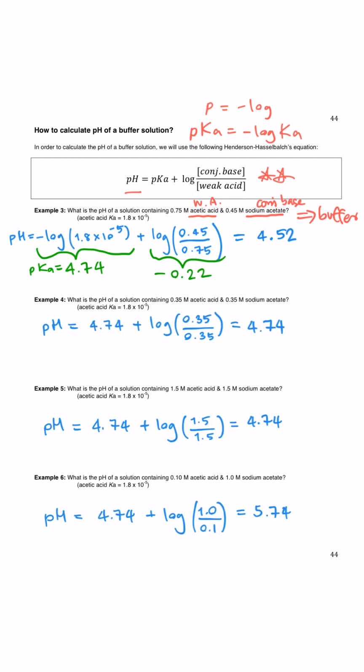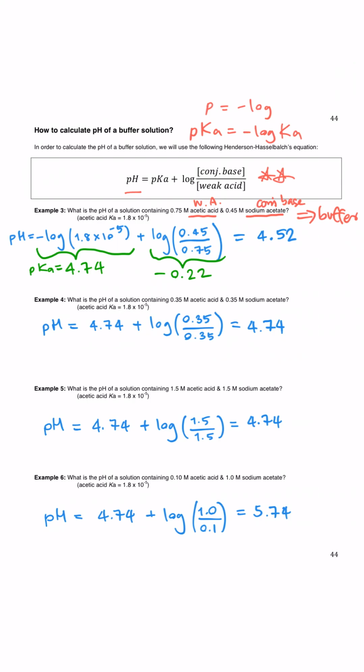Next, I would like you to pause the video and complete examples 4, 5, and 6, and resume the video when you're done to go over the answers. Now let's compare your answer with mine. The solutions in examples 4, 5, and 6 are the same buffer solution that we did as example 3 because it contains a weak acid, acetic acid, and its conjugate base, sodium acetate. So we are going to use the Henderson-Hasselbalch equation to help us calculate the pH. We already obtained the pKa from the previous example, so I'm going to keep using the same pKa throughout because the acid that we use is the same acid.